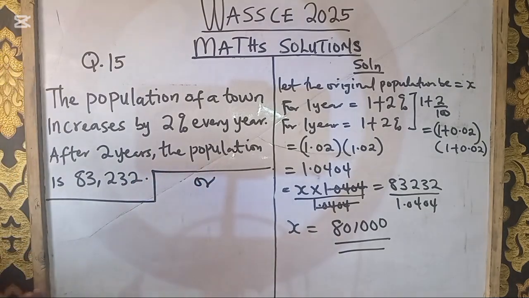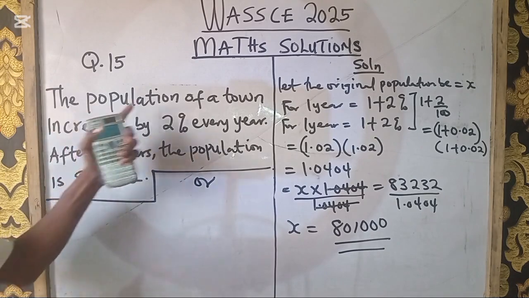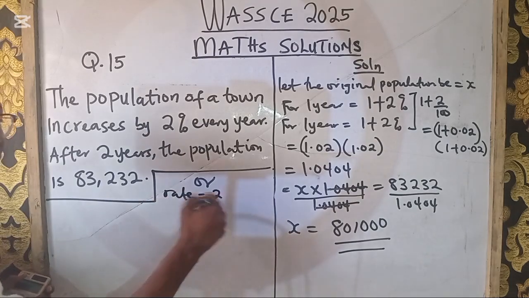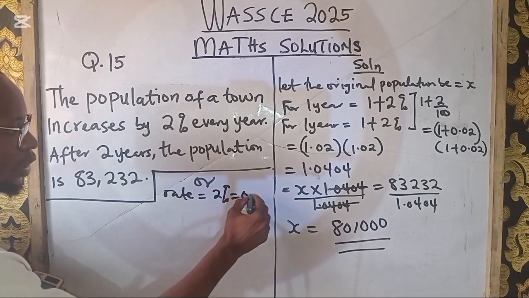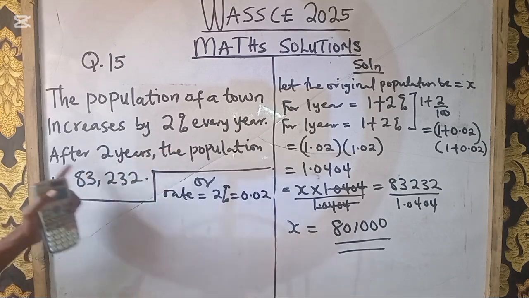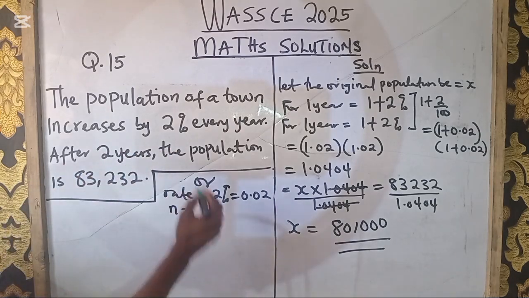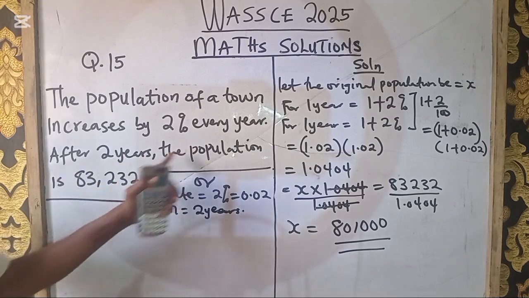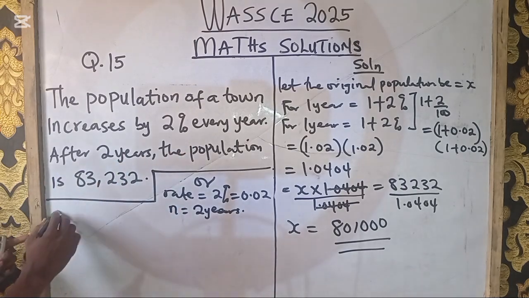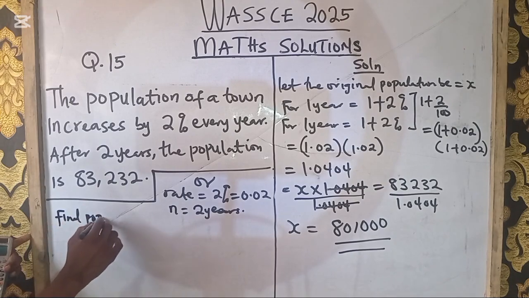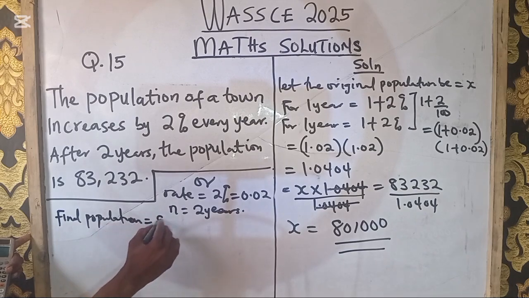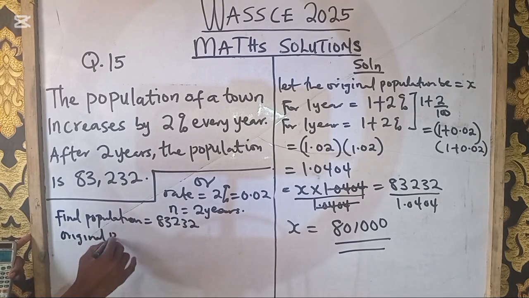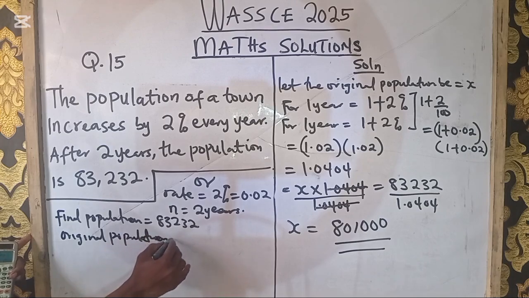Now the population of a town increases by 2%. That's our rate, the rate at which it increases. That rate is 2%, which is the same thing as 0.02, right? You write it down. Every year, after 2 years, that's the number of times. After 2 years, the population is this. That means you're given the final population, which was given to be 83,232. So what we are looking for is the original population, right? We don't know it.